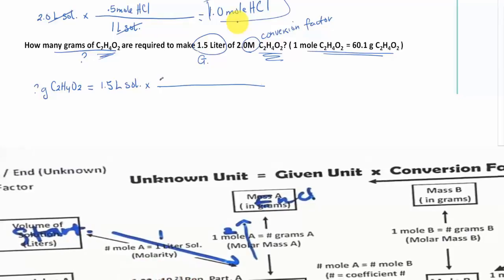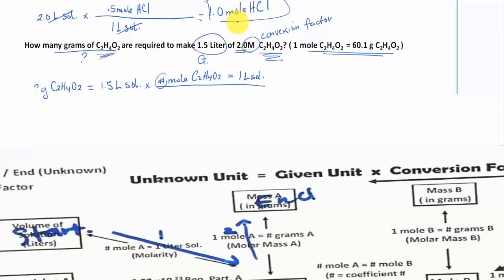But let's look at that. Let me copy it down for you. Number of mole A, which we know is C2H4O2, equal to 1 liter of solution. Now, do we know that number? Well, of course, right there.